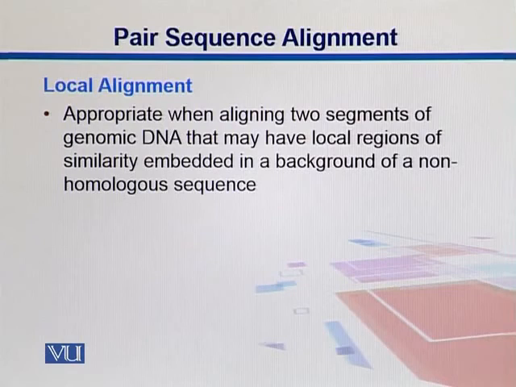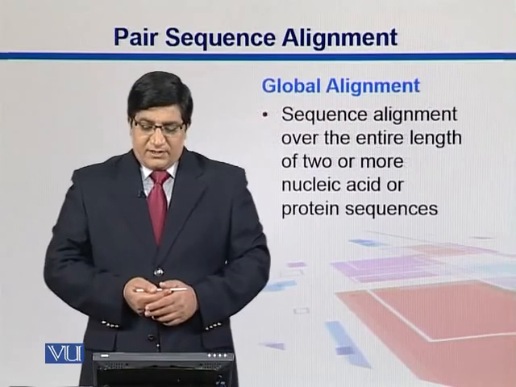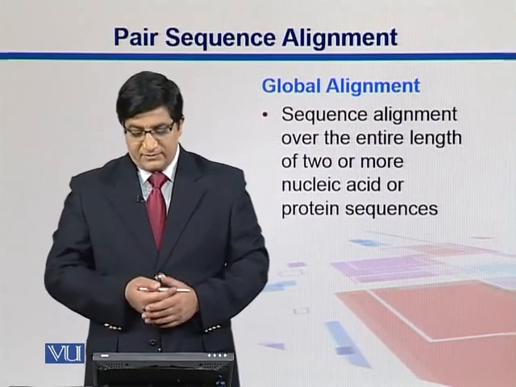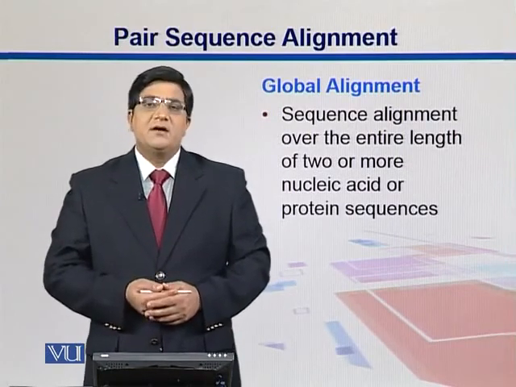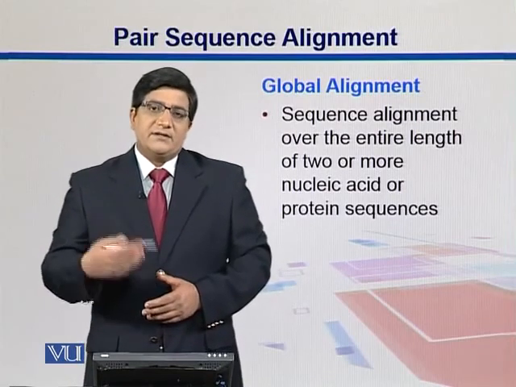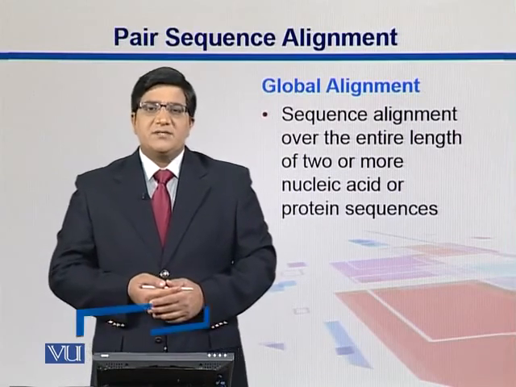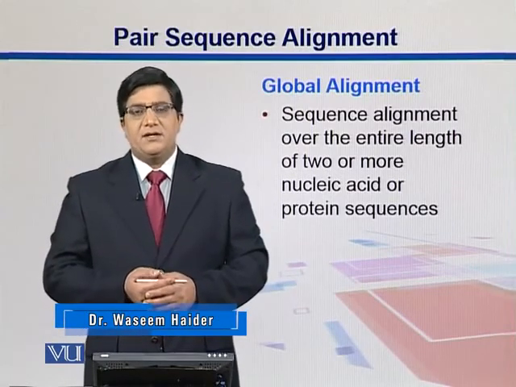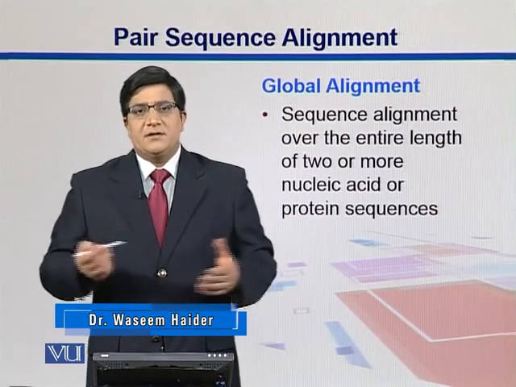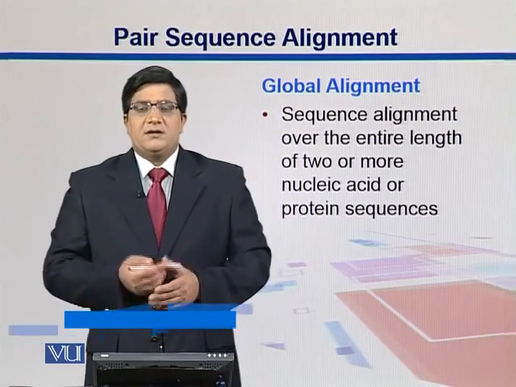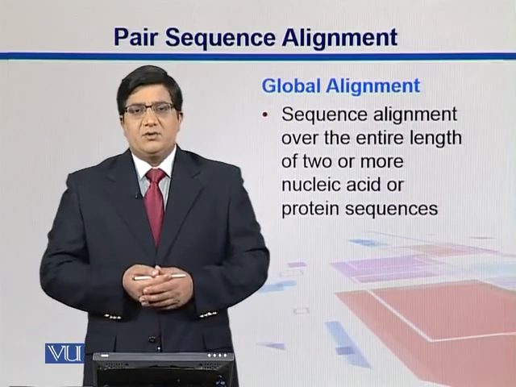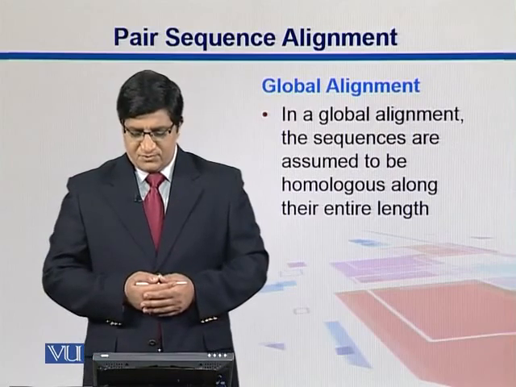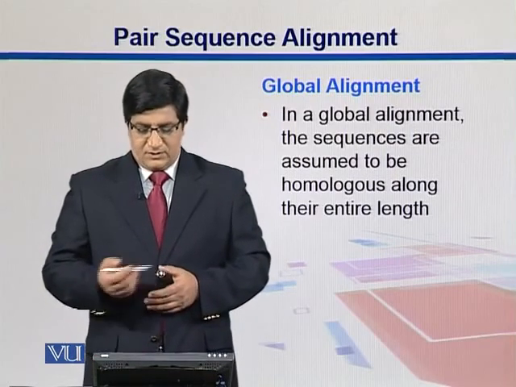background of non-homologous sequences. Whereas global alignment is sequence alignment over the entire length of two or more nucleic acids. We will do that in later lectures, when we talk about multiple sequence alignments, so both terms are used there also. Whenever we say global, it means the sequences are aligned end to end. When we see local, it means we have some local regions of similarity. In a global alignment, the sequences are assumed to be homologous along their entire length.